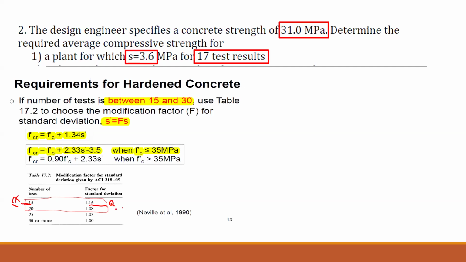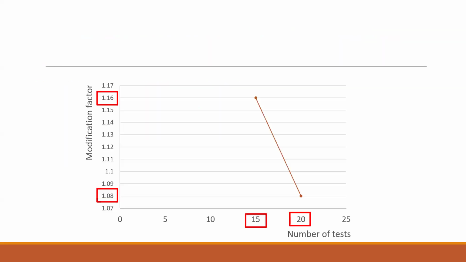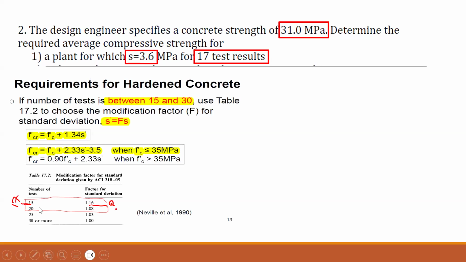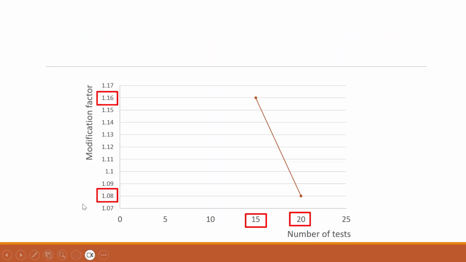Yes, so you interpolate it, but you need to do it in the proper way. How do we do it in the proper way? You can't just guess the middle number. You have done it in maths. When the number of tests is 20, the factor is 1.08. When the number of tests is 15, the factor is 1.16. So if I plot it, it's like this. We need to find the factor for this 17, isn't it?